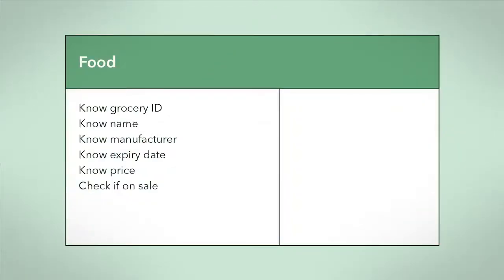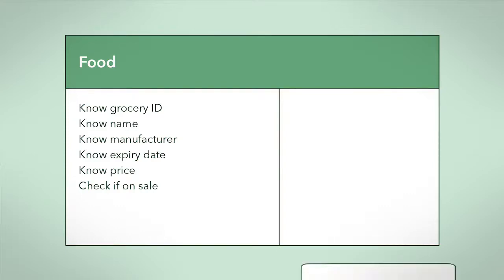So let's get started. Think for a moment on how you would abstract a food item in the context of a grocery store using a CRC card. You would have a food component, with the responsibility of keeping track of its grocery ID, name, manufacturer, expiry date, and price. It also needs to know if the item is on sale or not.